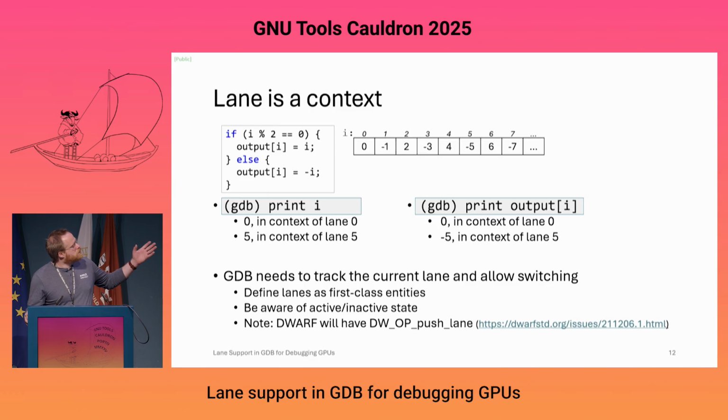Just one note: if we want all of that to work and have a meaningful debugging experience, we also need some DWARF support. So one bit is in for DWARF 6, that DW push lane. There is way more to come. We can discuss that at the end, depending on the time we have.